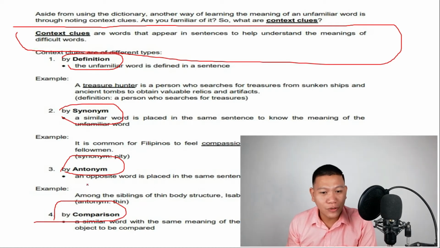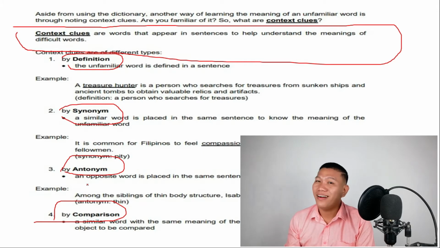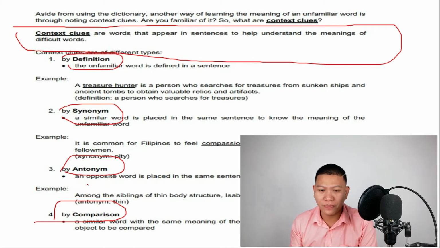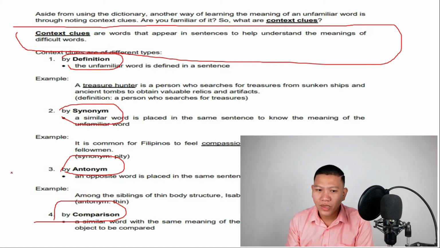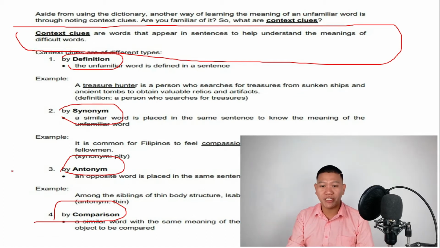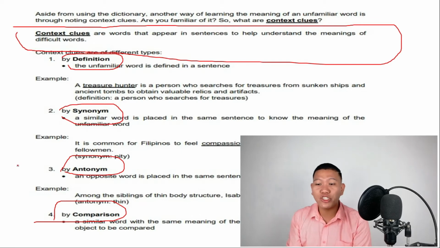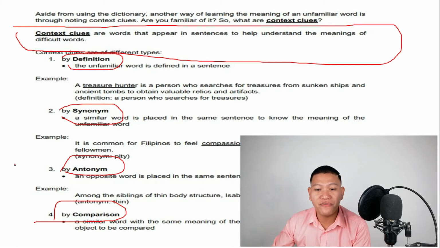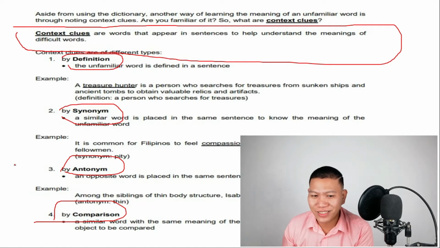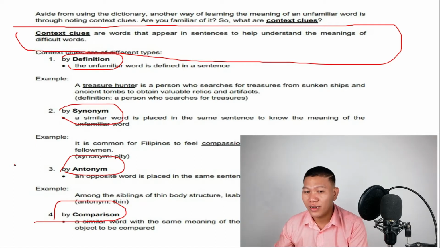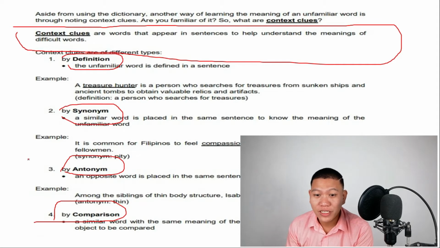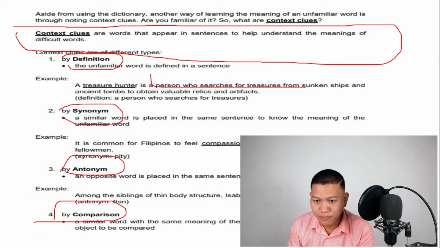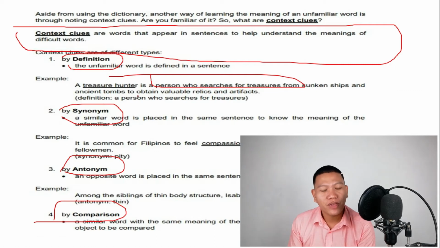When we say context clues by definition, in the sentence where the unfamiliar word is found, it is already defined. So you just have to look for the definition, for the meaning. Example, a treasure hunter is a person who searches for treasures from sunken ships and ancient tombs to obtain valuable relics and artifacts. So what's the meaning of treasure hunter? It's a person who searches for treasures. So you have it already in your sentence.